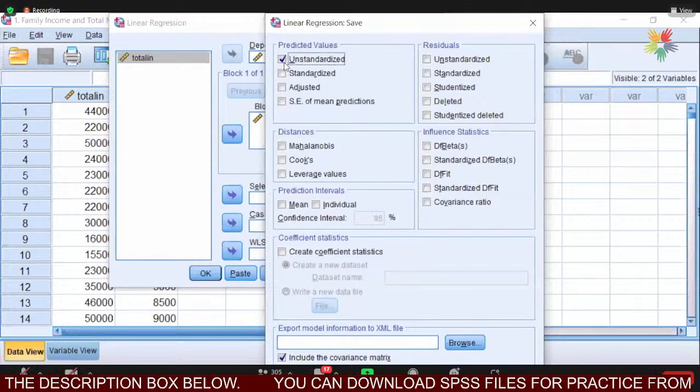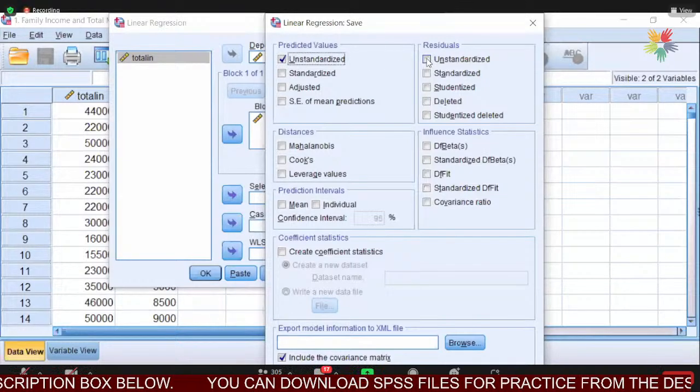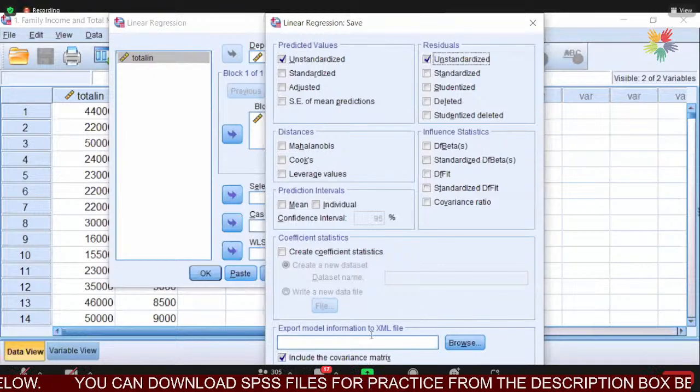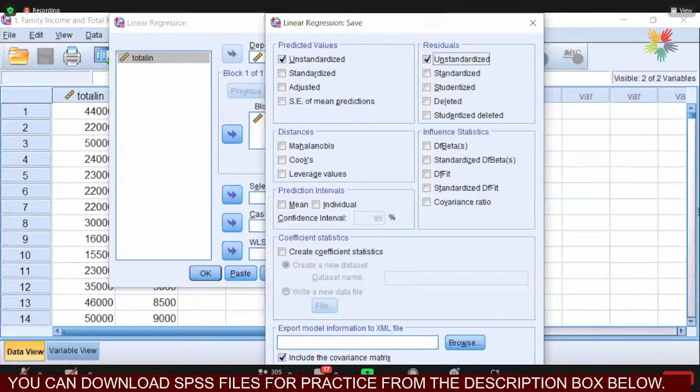Okay, so what to do? The unstandardized predicted value, the residual also, the distance, all are important to find out the R.